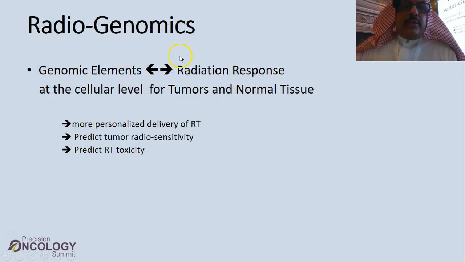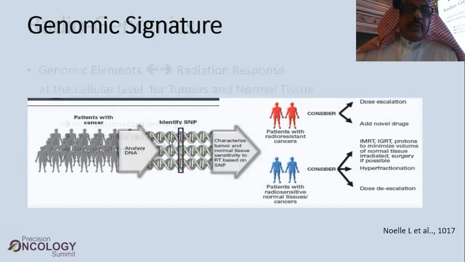This is another new term, radiogenomics. Basically, it's the interplay between genomic elements and the radiation response at the cellular level, for the tumor and for the normal tissue. It will allow us to give more personalized radiation, customized to the patient, to predict the tumor radiosensitivity and also to predict the radiation toxicity.